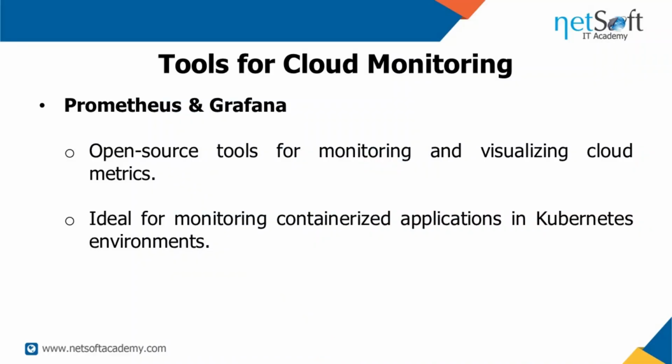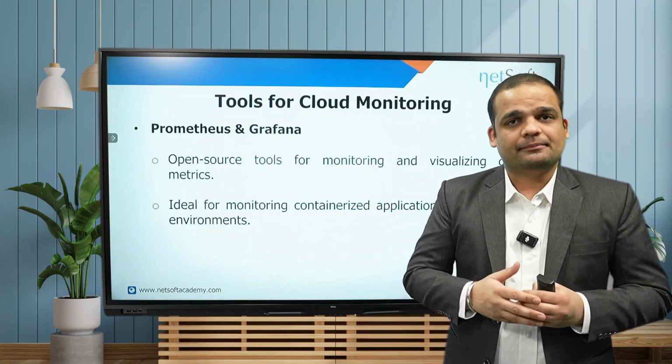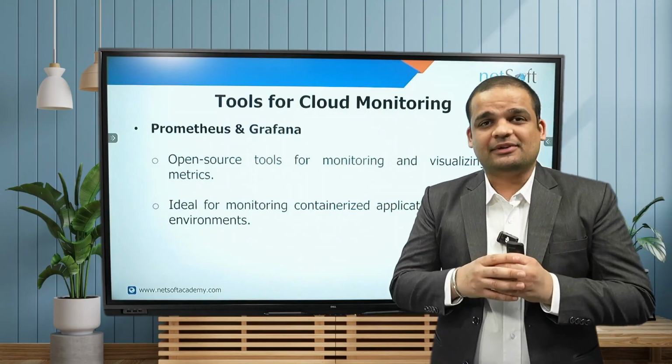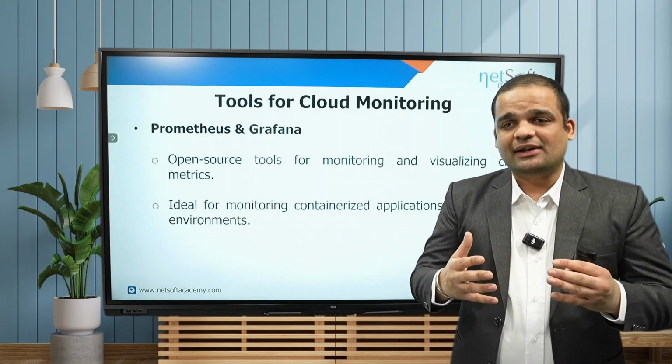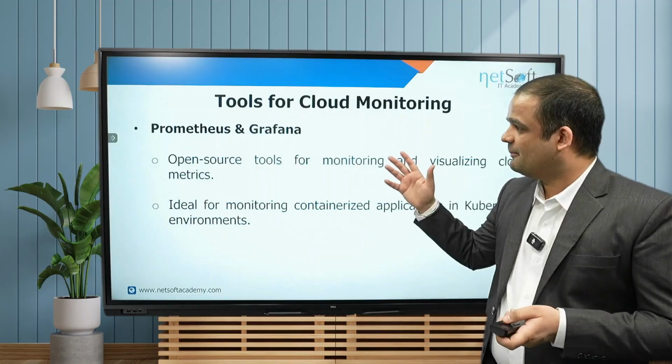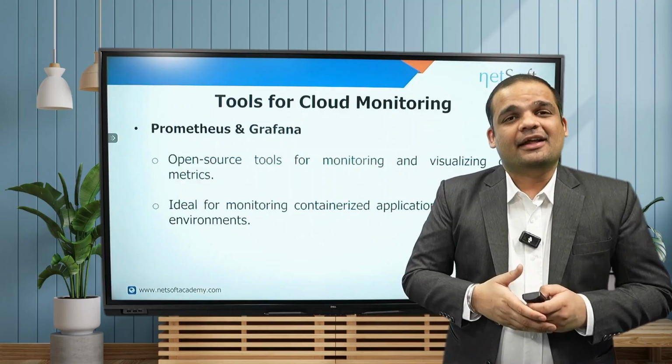All right, Prometheus and Grafana. These are open source tools commonly used for monitoring and visualizing cloud metrics, particularly popular for containers or orchestrators like Kubernetes environments. With customizable dashboards in both, for real-time insight, you can take advantage of the open source architecture.